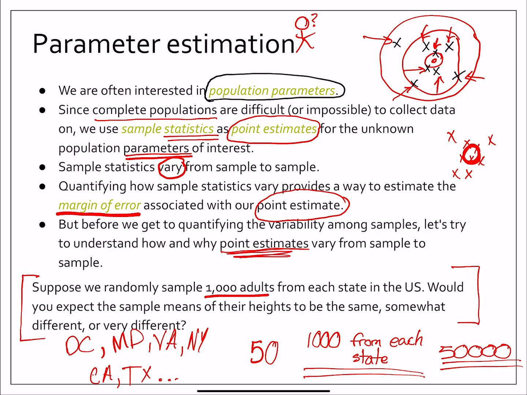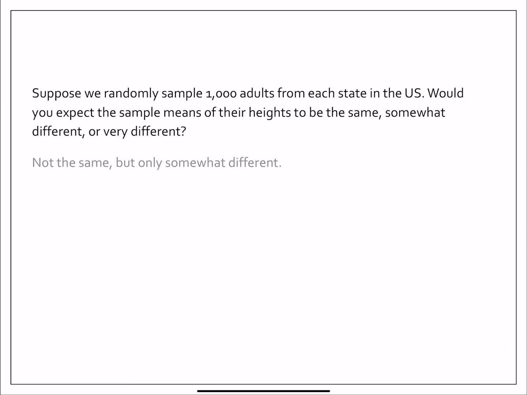The question again is, will each of those states have the same mean height, somewhat different mean height, or a very different mean height? And the answer was basically that they won't be the same, but they'll be somewhat different, right? Only somewhat different. That's key. They're not going to be very different.